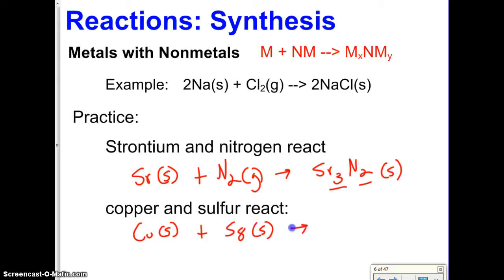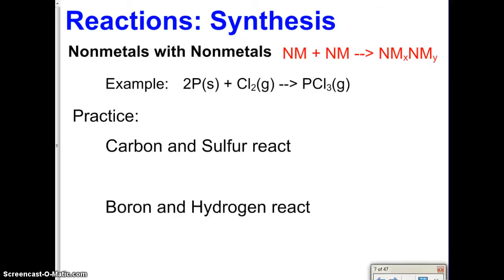Okay, again, copper, solid, plus sulfur, which we're going to make our S8, solid. Again, copper, we're not given a charge, so we assume it is its most prevalent or most common, which is +2. So copper is +2, sulfur -2. We have CuS, and again, solid. And yes, you'd have to go back and balance it.